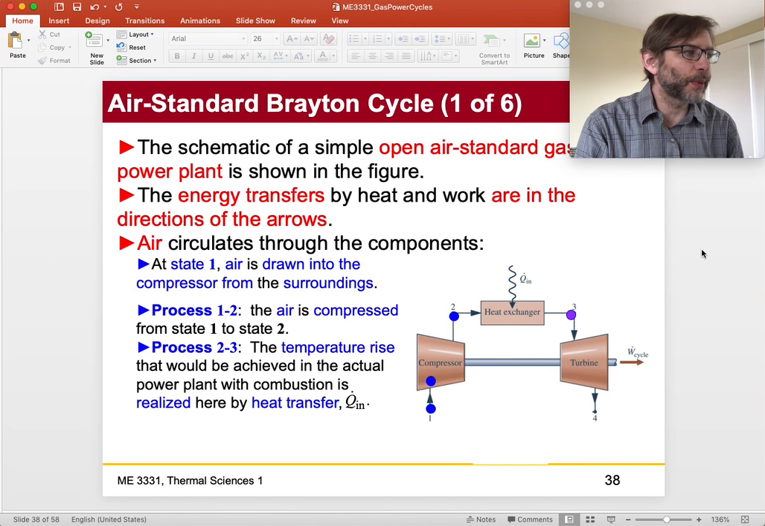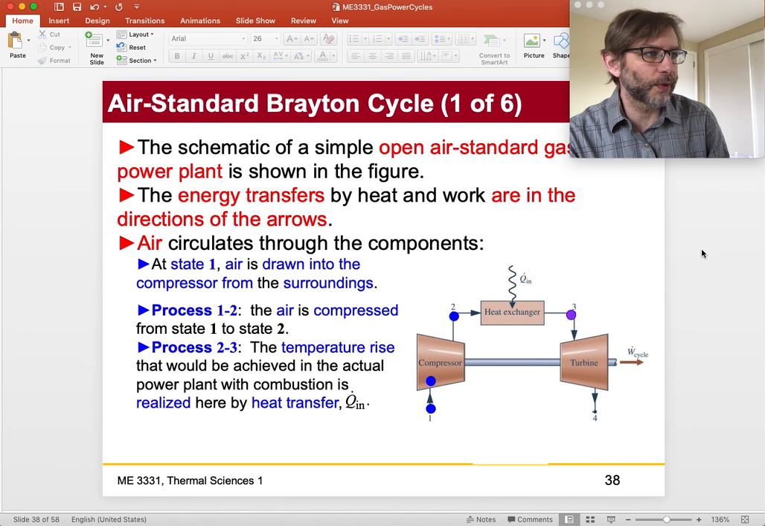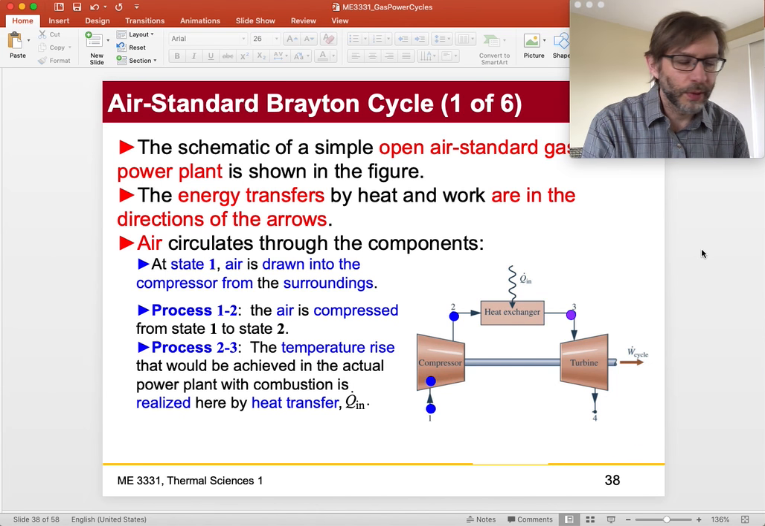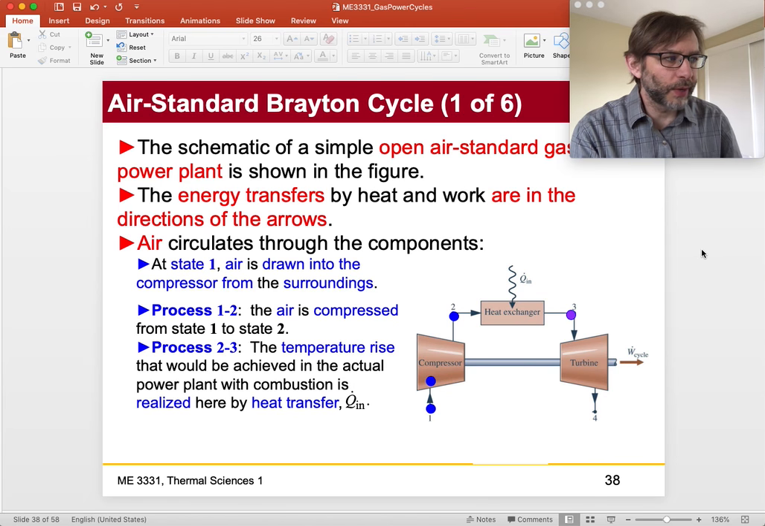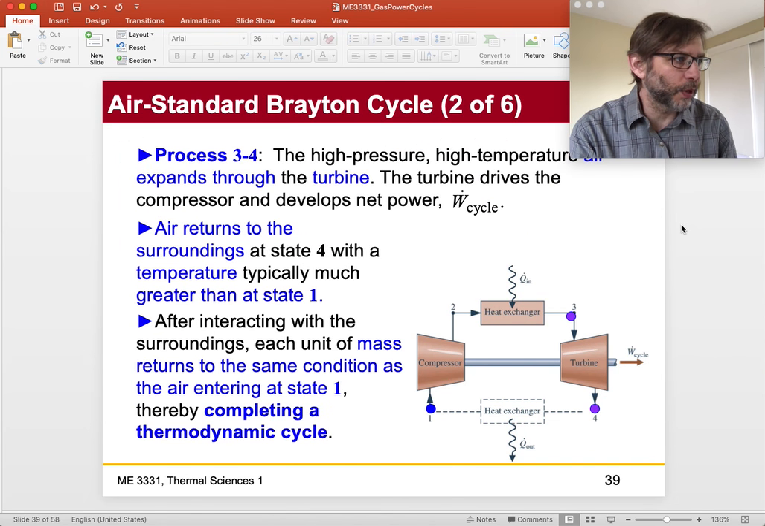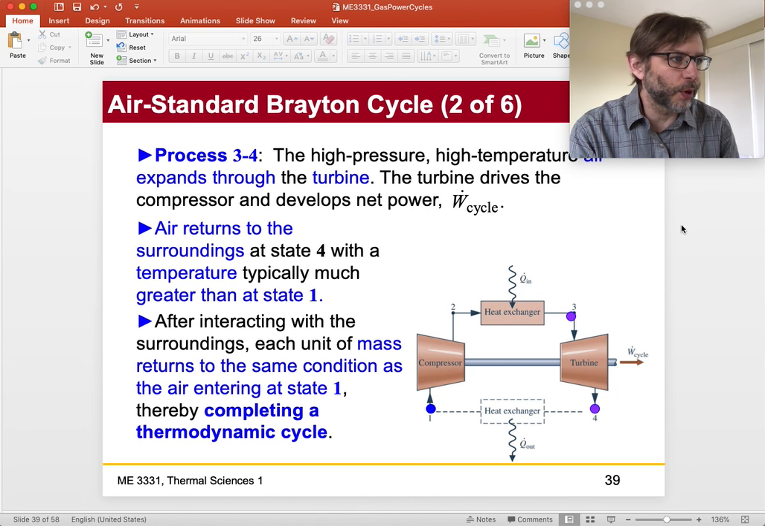Okay, the air standard Brayton cycle looks like the following then. The schematic of a simple air standard cycle is shown in the figure. The air circulates through the following components. So 1 to 2, you have air compression through the compressor. 2 to 3, you have a heat exchanger. And 3 to 4, you have high pressure, high temperature air expanding through the turbine. And then air returns to the surroundings at state 4 at a temperature greater than state 1.